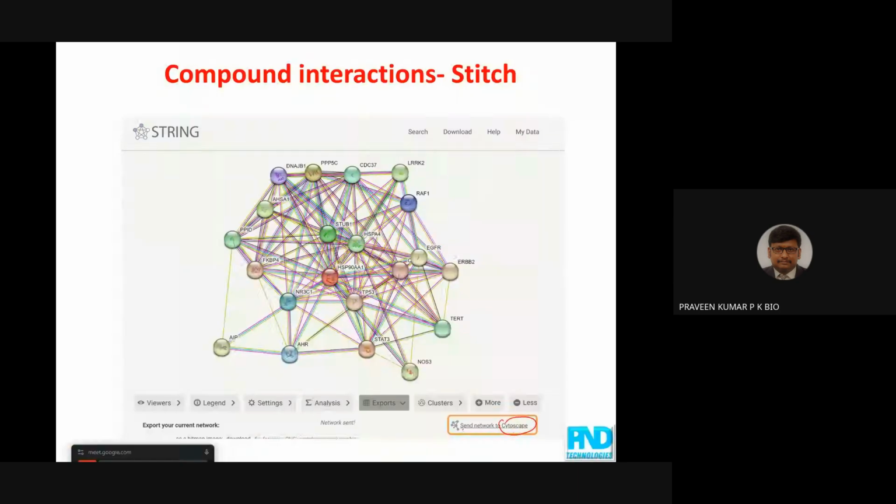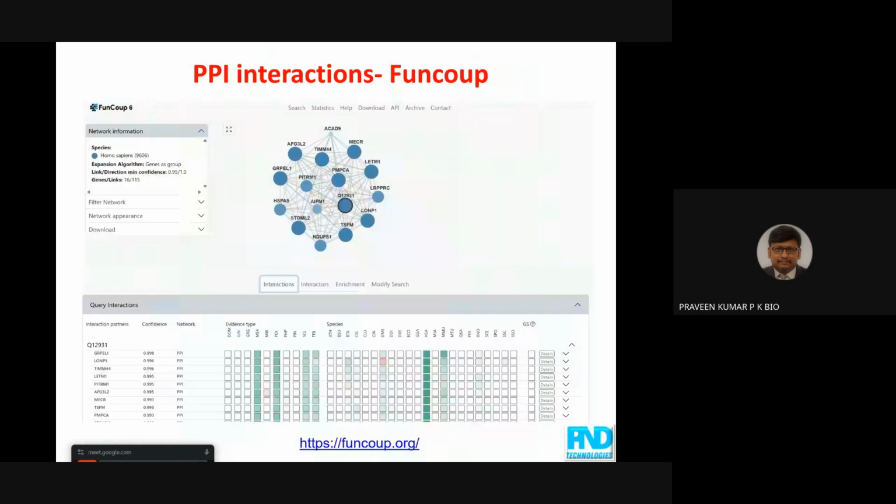We have an option called send network to Cytoscape. Cytoscape is a free network visualizer. In this network visualizer, one can visualize protein-protein interactions, I mean DNA-protein interactions. Any kind of biomolecular interaction we can see using Cytoscape. In this case, we can visualize the protein-protein interactions and directly upload and open them in Cytoscape using that option.